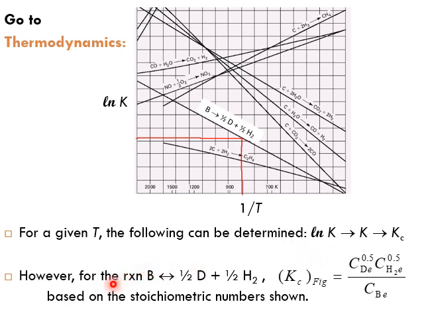However, this value of Kc that we just calculated is for this reaction, correct? And for this reaction, you know that the expression of Kc is simply the concentration of D at equilibrium raised to the power half times the concentration of hydrogen at equilibrium raised to the power half divided by the concentration of B at equilibrium, as you can see from this expression. This is the expression of Kc according to the reaction written in this stoichiometry.